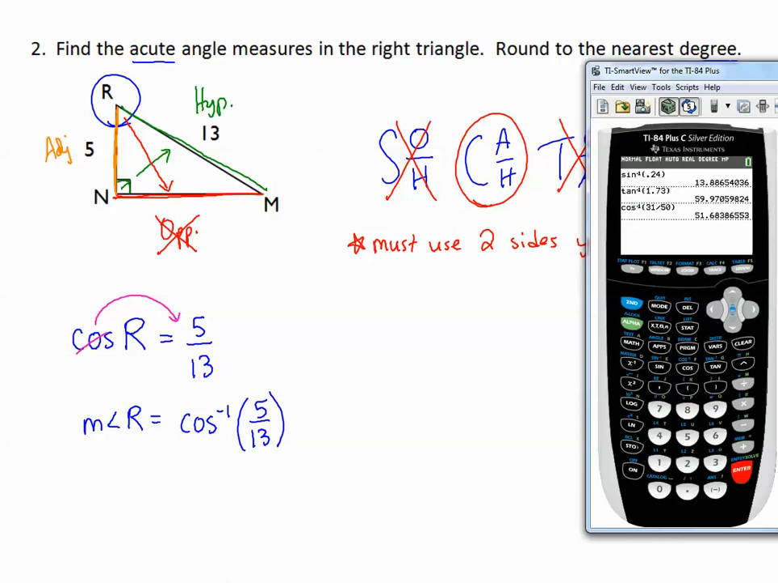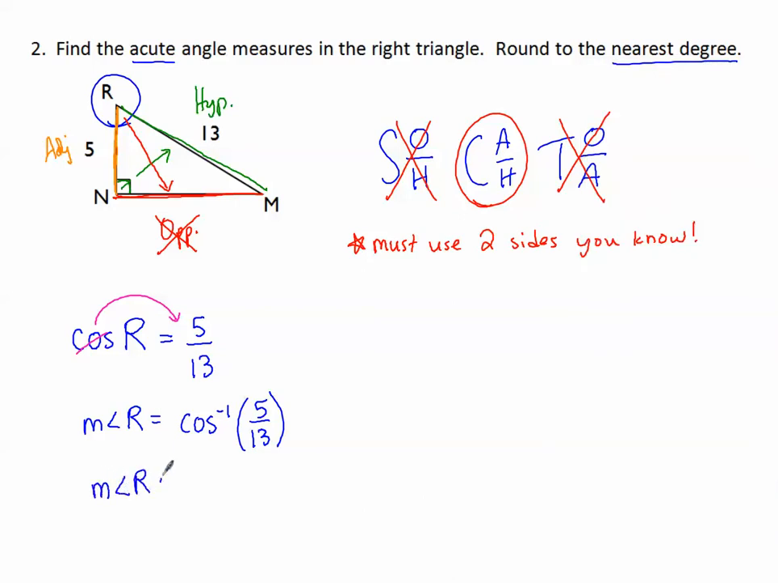To the calculator! Inverse cosine, second cosine, 5 divided by 13. Close parentheses, enter. Round to the nearest degree, 67 degrees. So the measure of angle R, approximately 67 degrees. There's one of them. Now I need angle M.